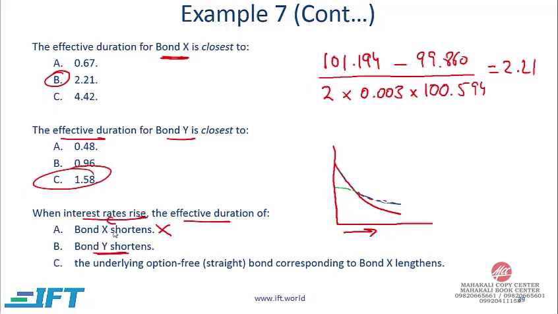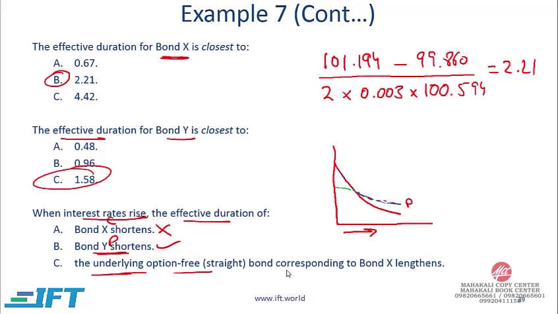Bond Y, remember, is puttable. So X is callable, Y is puttable. As interest rates rise, what happens to the slope of this blue puttable bond? Notice the slope becomes less, which means that the duration is becoming shorter. So this appears to be correct.